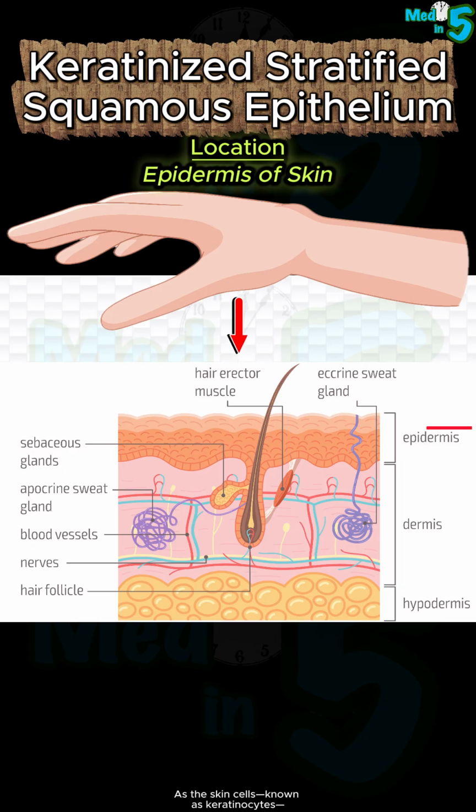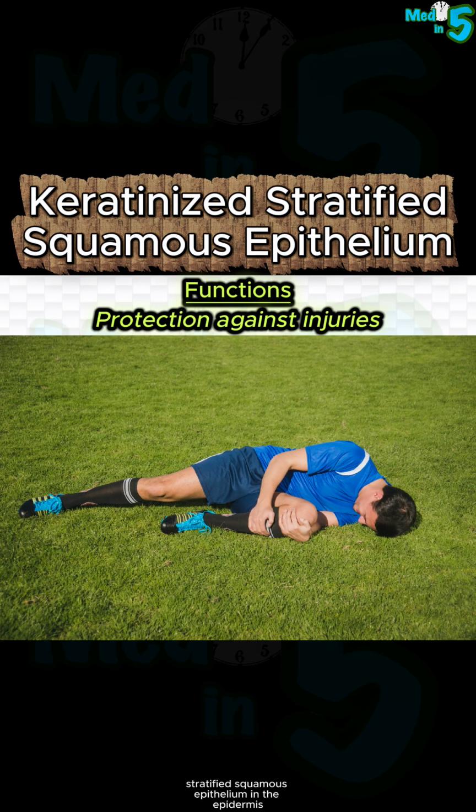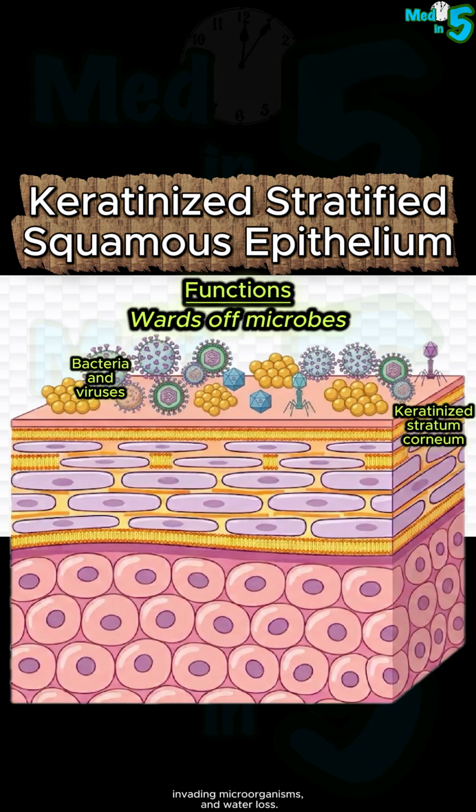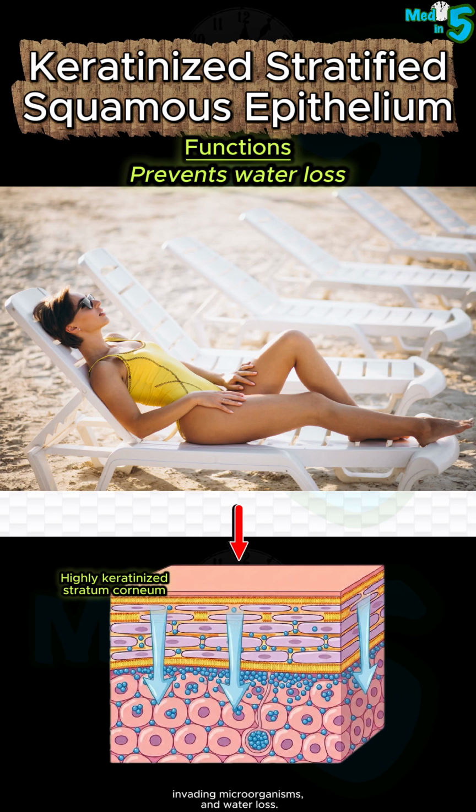As the skin cells, known as keratinocytes, move toward the surface, they fill with keratin, lose their nuclei, and die. Keratinized stratified squamous epithelium in the epidermis protects underlying tissues, such as muscles and fats, against injuries, invading microorganisms, and water loss.